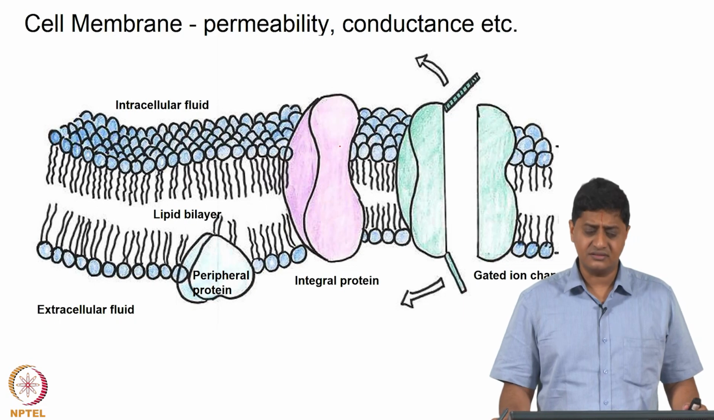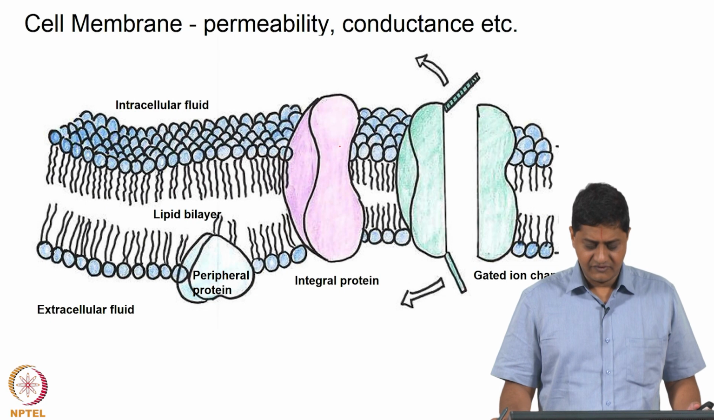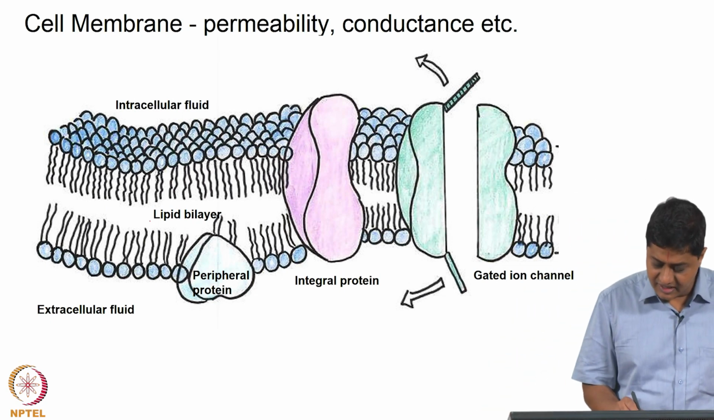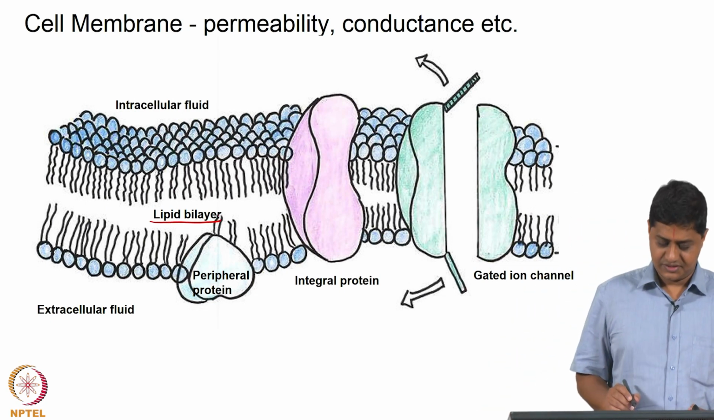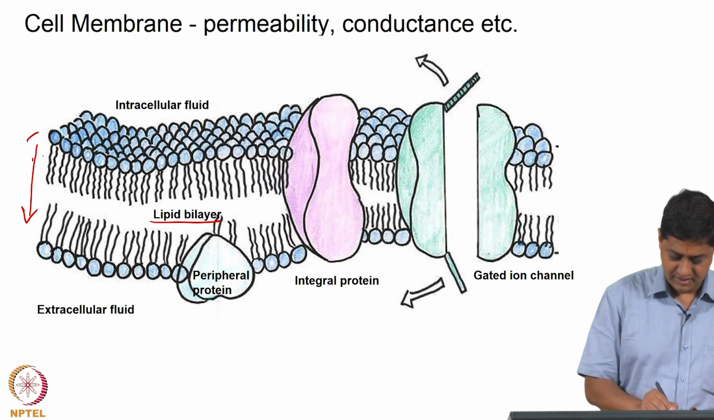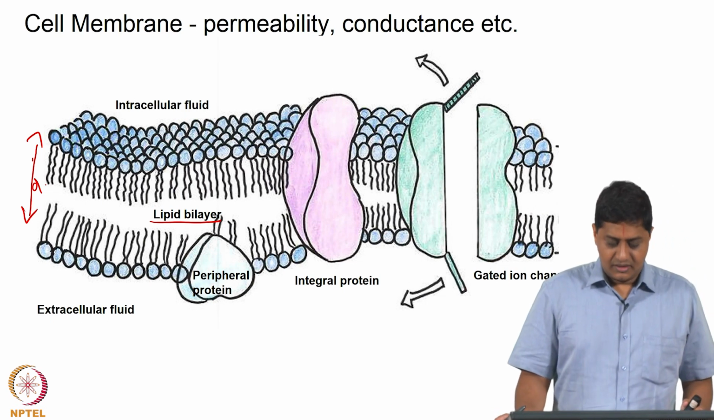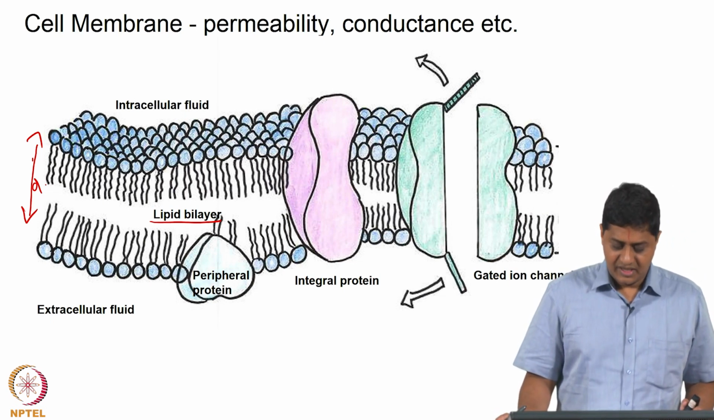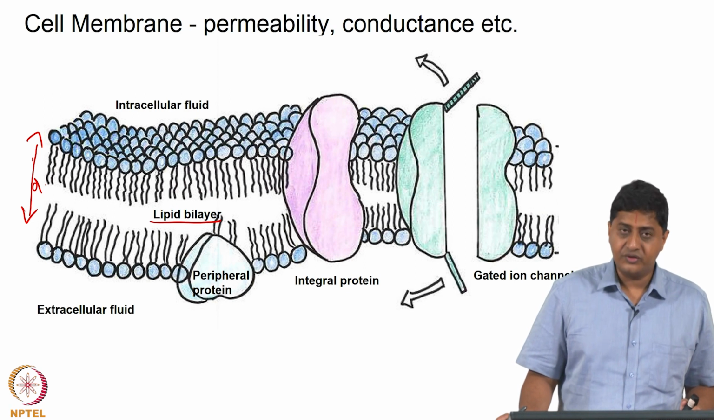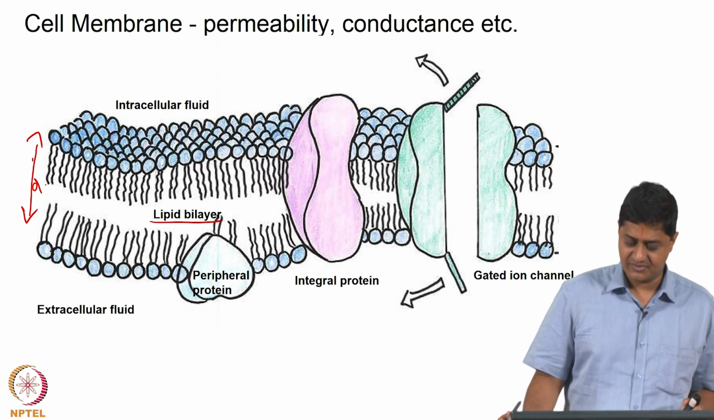So, we have seen the biological membrane, the plasma membrane, the cell membrane. We have said that essentially this is a lipid bilayer. So, there are two layers that are separated by a relatively small distance, and this lipid bilayer is useful because it has selective permeability to certain ions at certain times.